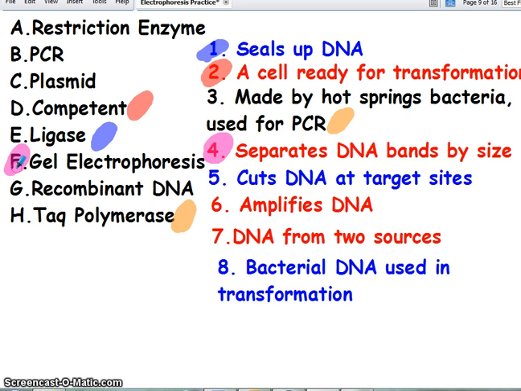I could say by the number of base pairs. All of those things would mean the same thing. The more base pairs, it's going to be longer, which means it's going to be bigger, which means it's going to travel slower. It's going to weigh more. So all of those would be true.